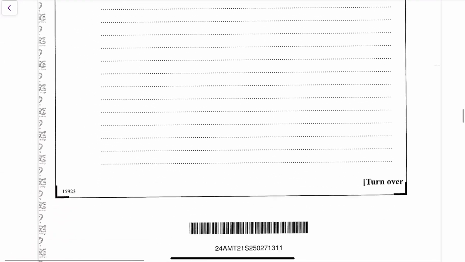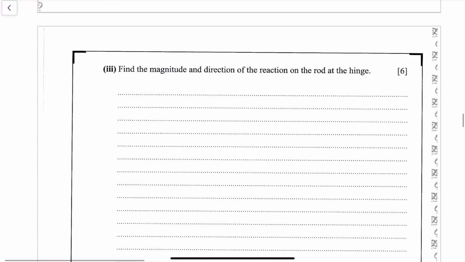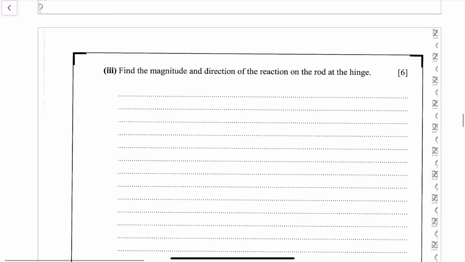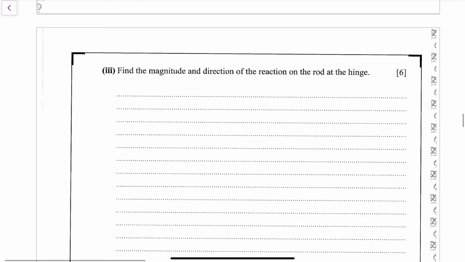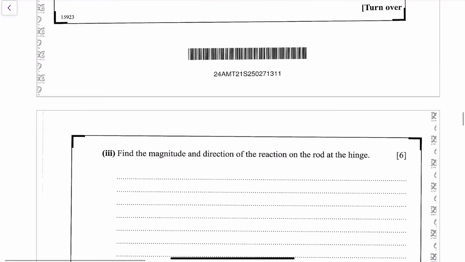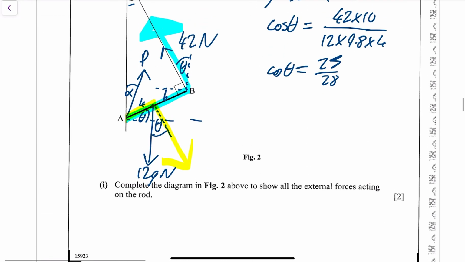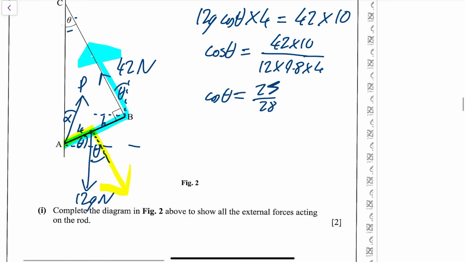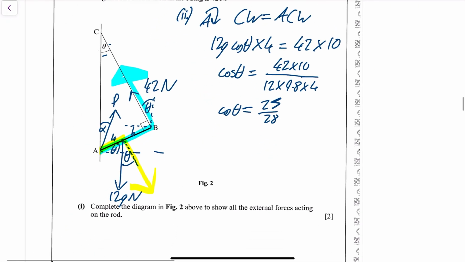Okay, right. It says find the magnitude and direction of the reaction at the hinge. Now, to do this, we want to find the magnitude and direction of the reaction at the hinge. I'm going to keep this on the screen again. So this is my part 3 really.